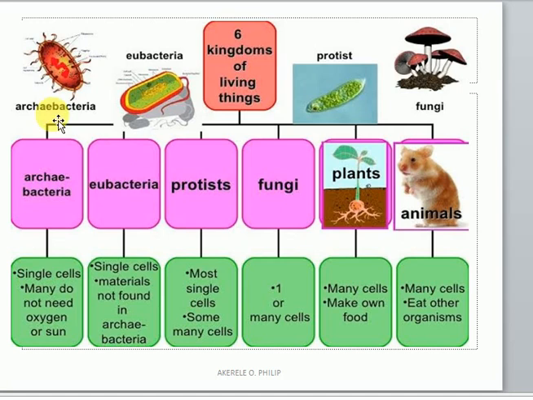So now you can see, these are the 6 kingdoms of living things based on 3 domains. This one here is the simplest, then a bit complex, a bit complex, a bit complex. They are most complex, which is the last one here. So you can just pause the video here to see.